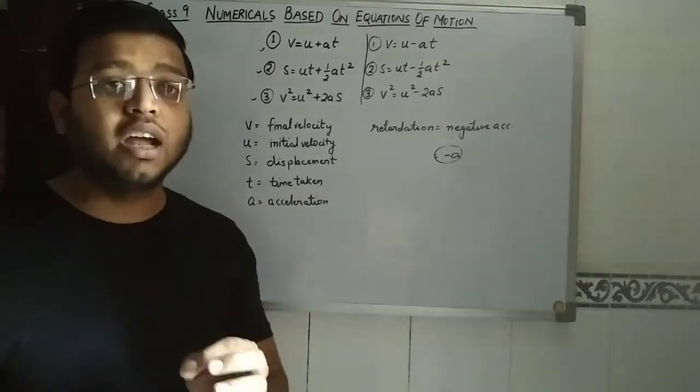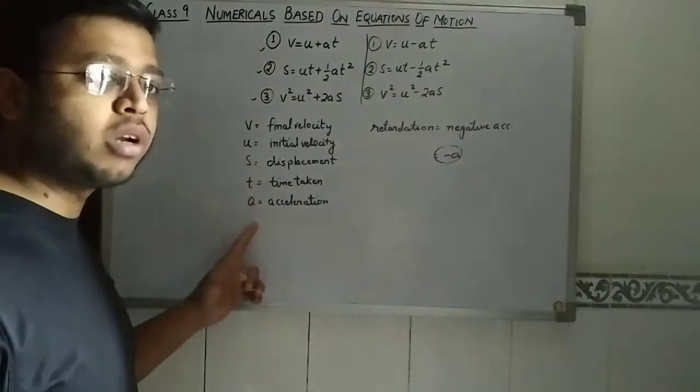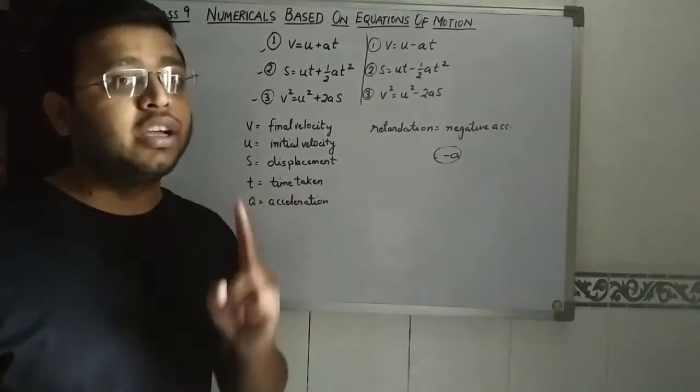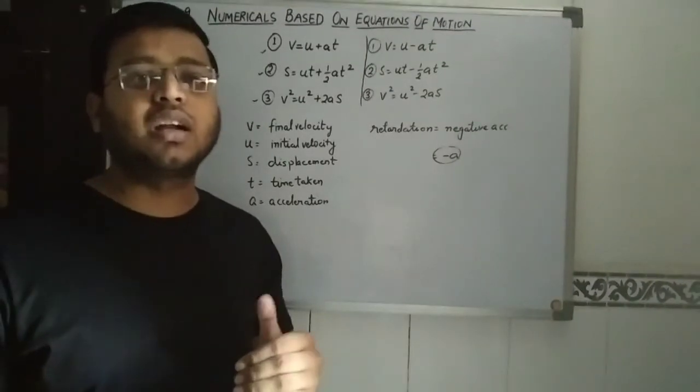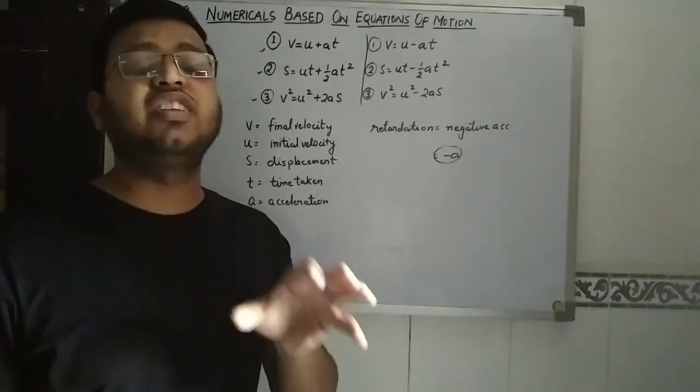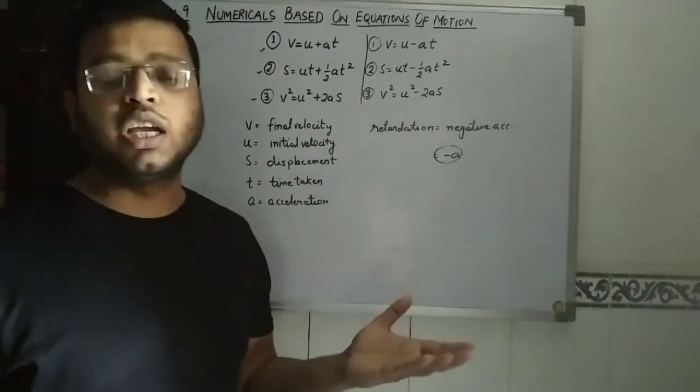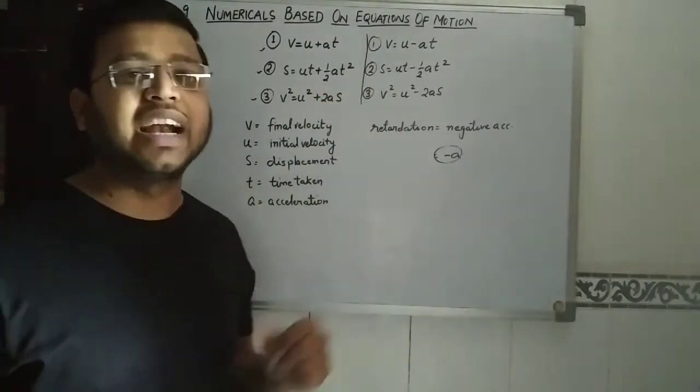So you have to be very careful. These 5 quantities in total are in the equations of motion, and in each equation one quantity is missing. So before starting the numerical, first you will write all the physical quantities given in it. Then you have to think about which equation you can use. Then you will apply it and get the answer.